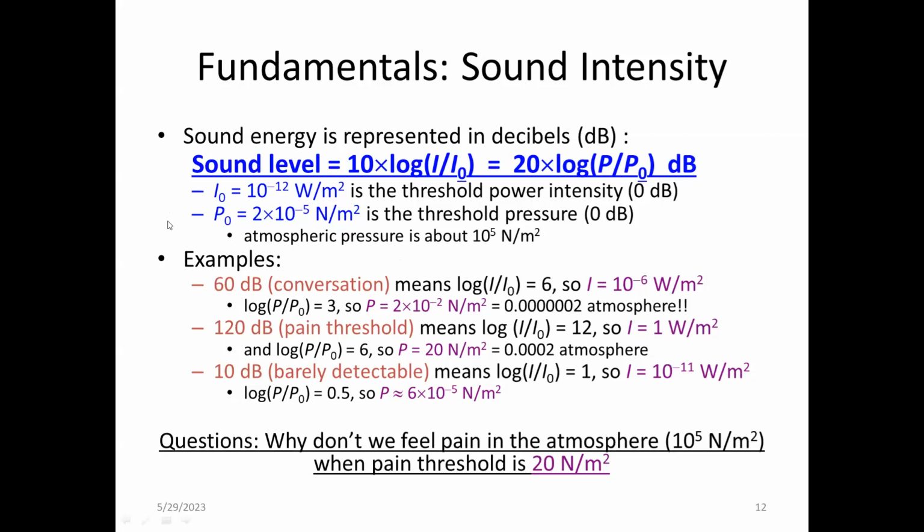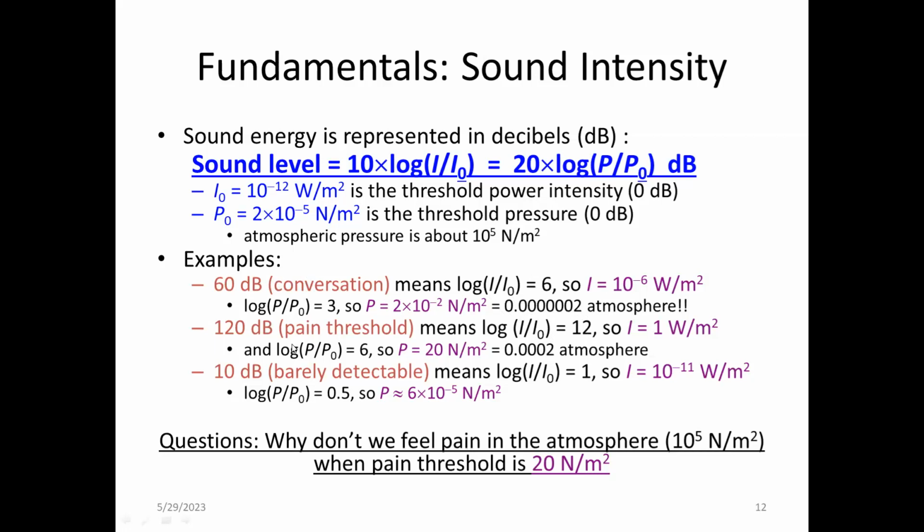So now let's look into what it actually means. If we have a sound of 60 dB, it essentially means that the intensity of the sound was about 10 raised to power minus 6 watt per meter square. And this is about 0.000002 atmospheric pressure. The atmospheric pressure is very high, and this 60 dB sound represents the daily conversation that we have between humans. And it's quite lighter than the atmospheric pressure.